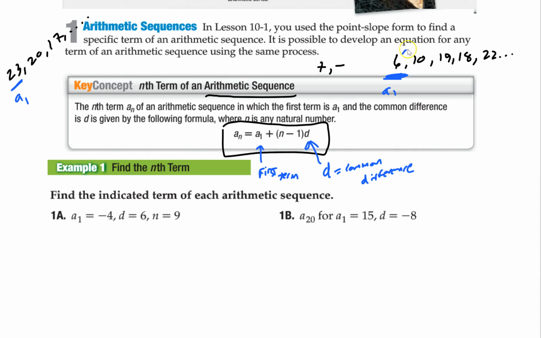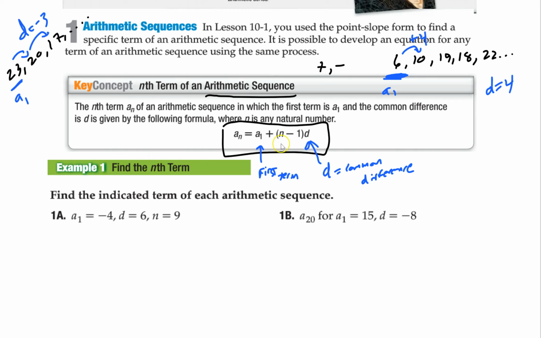So 6 to 10, 10 to 14, we're adding 4 every single time. This makes our common difference 4. Over here, you're subtracting 3 every single time. Minus 3, minus 3. My common difference over here would be negative 3. So it could be positive or negative. That's the first term and that's the common difference. Those are probably the two most important ones.